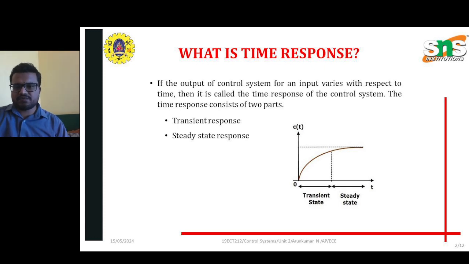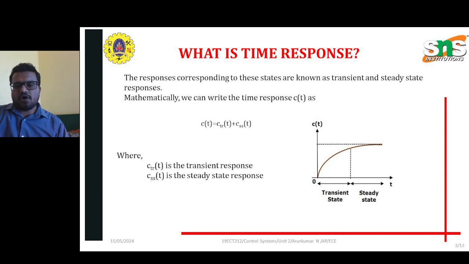The time response consists of two parts: the transient response as well as the steady state response. If it has both transient and steady state response, then only is it said to be a time response analysis of the control system. It is denoted by the transient response c_tr(t) and the steady state response c_ss(t). So we have both in this graph. Based on the values of the corresponding time, we can calculate with respect to the control signals.